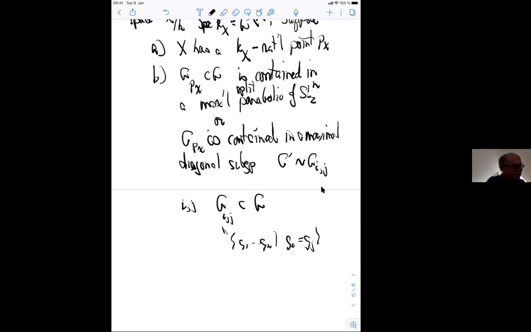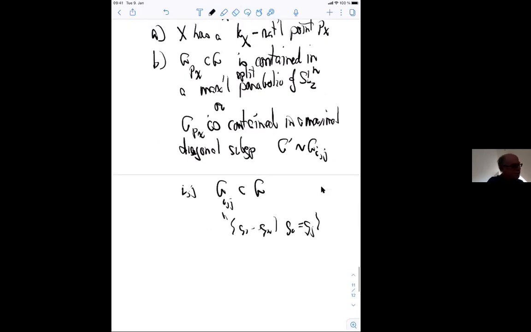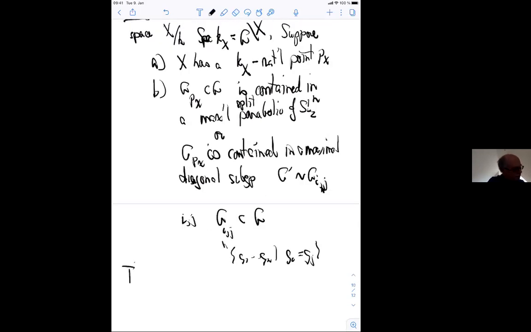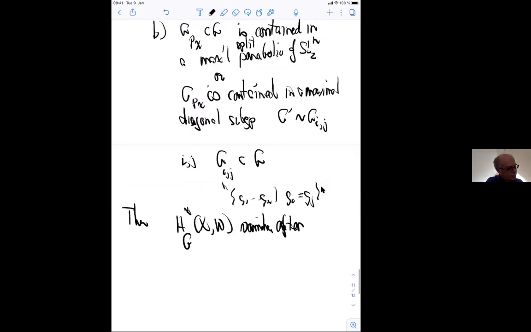Okay, so those are the sort of annoying conditions. But if you have that, then the SL2 to the N cohomology of X vanishes after inverting a P not equal to 0 in H star of BG with W star equal to 1.